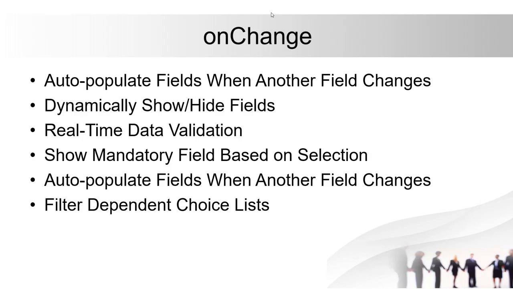Show mandatory field based on selections, that we discussed already. Populate field from another, that is like, I guess, twice. Filter dependent choices, as I mentioned, like when a category is selected, we need to show only related subcategories. That we can do in an onChange client script.